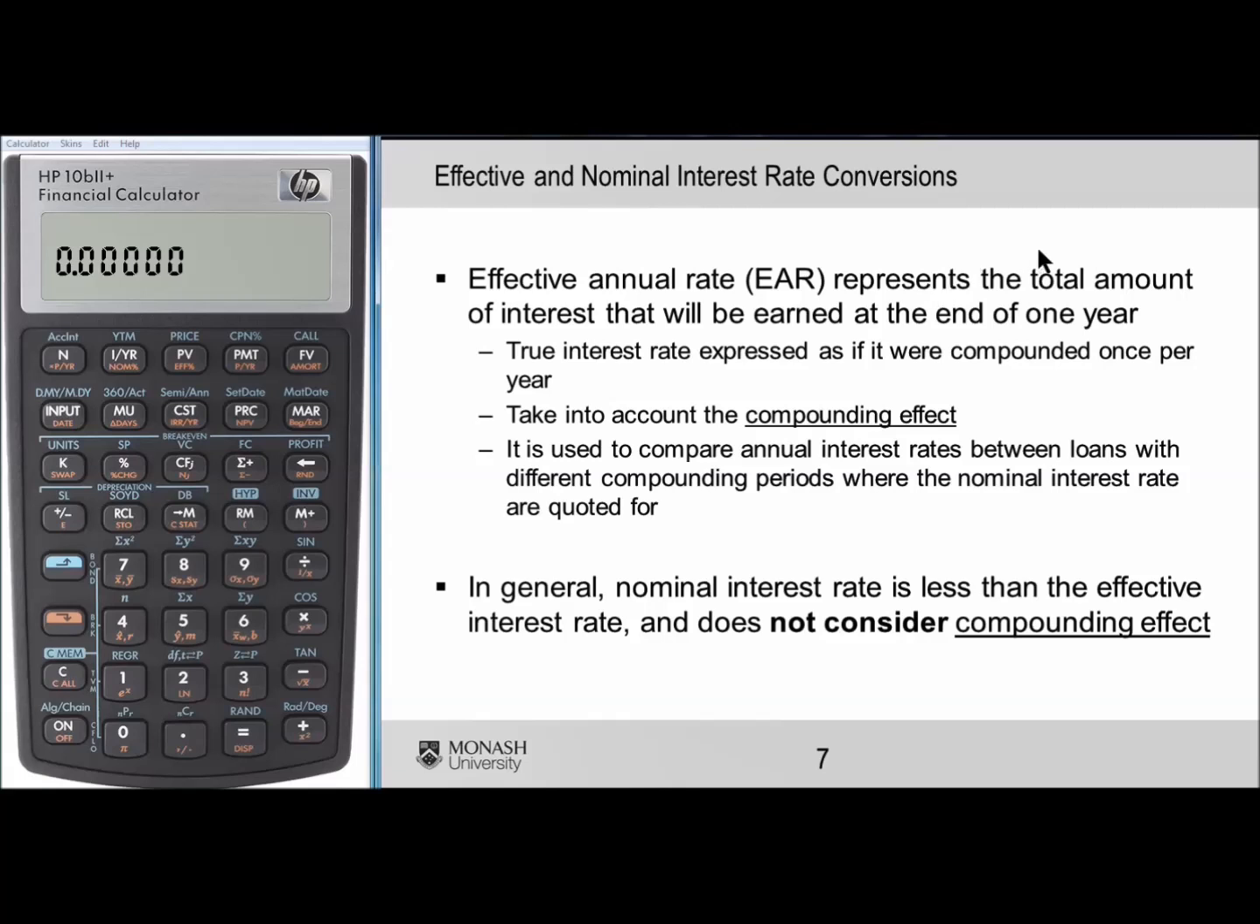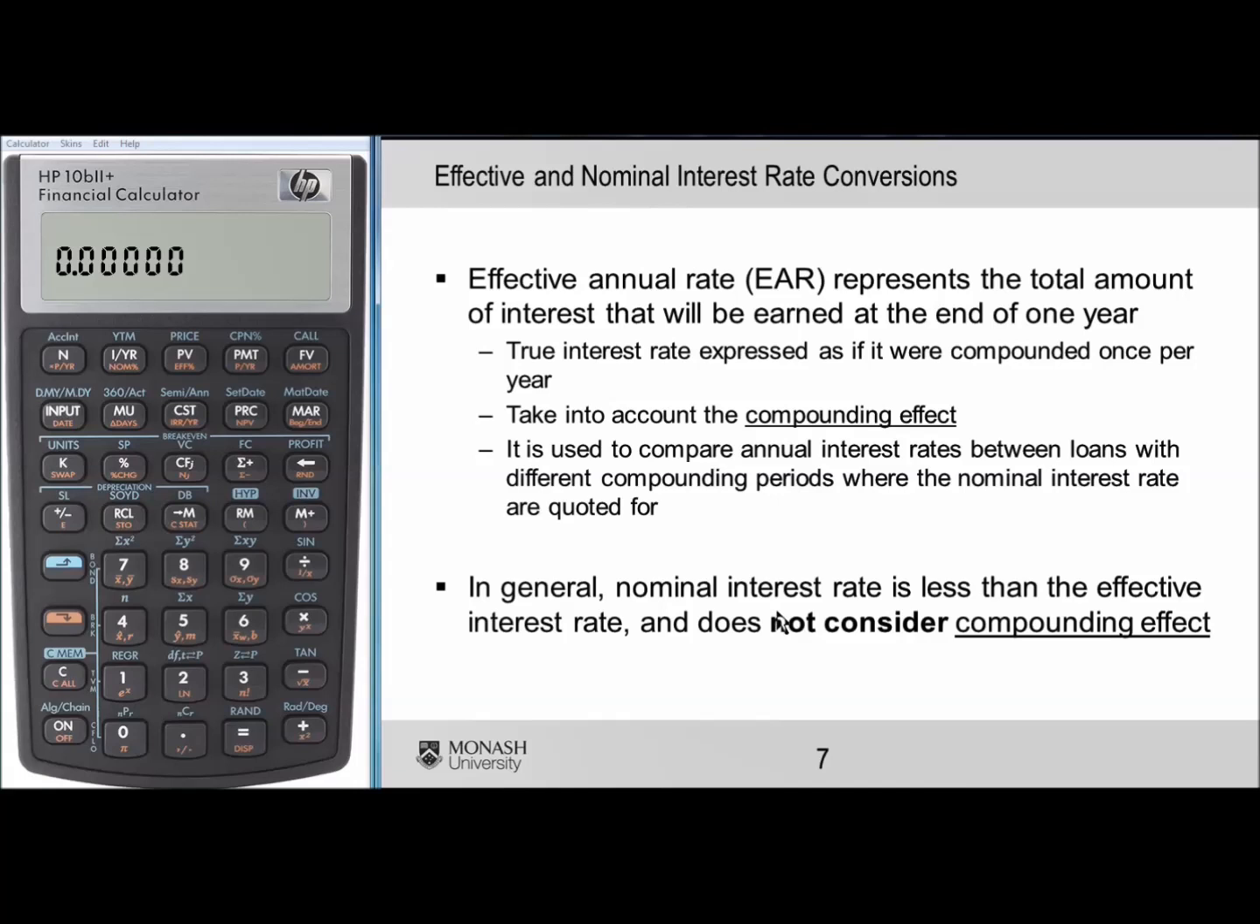Going back to the previous slide, as we mentioned before, the main difference between EAR and nominal interest rate is that the nominal interest rate does not consider compounding effect, whereas EAR does. Therefore, EAR represents the true interest rate that one earns or pays at the end of 1 year. It can be used to compare the interest rates between loans with different compounding periods where the nominal interest rates are quoted for.